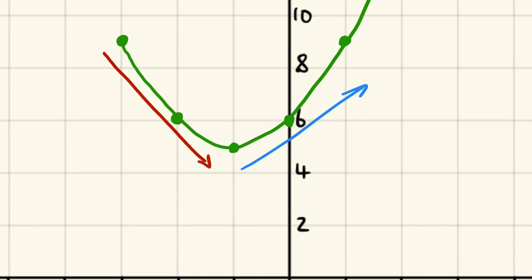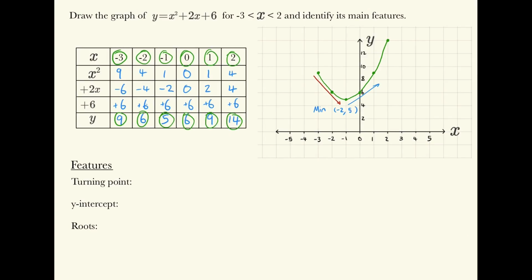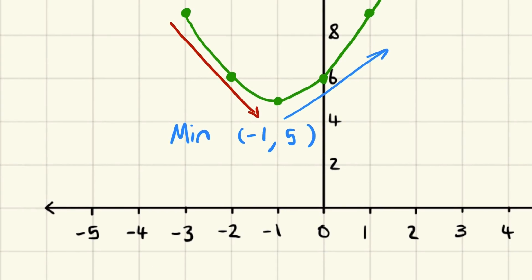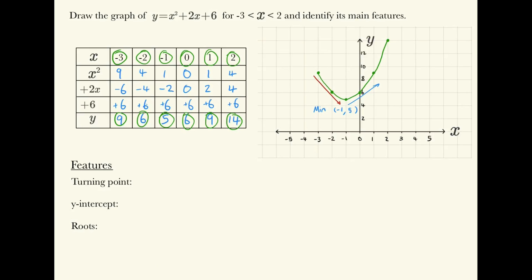When you go from negative to positive, we call that a minimum. So our turning point is a minimum at the position, and this coordinate, do we know what this one is? -2, 5. So minimum of -2 and 5. Okay, so let's zoom back out. Oh, I apologize. It wasn't -2. It was, as you can see, -1. So let's go ahead and adjust that. We have a minimum of -1, 5. So that there is our turning point. Let's go ahead and write that into our answer. So turning point is a minimum at -1, 5.